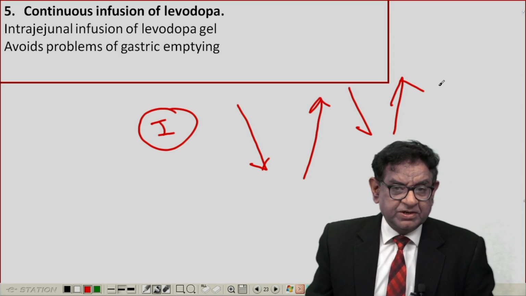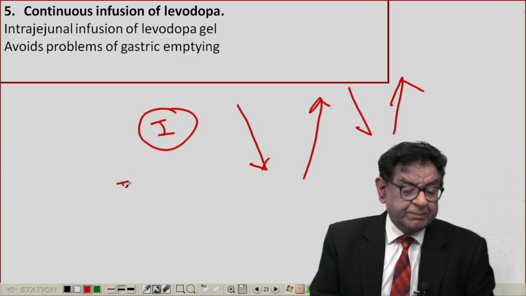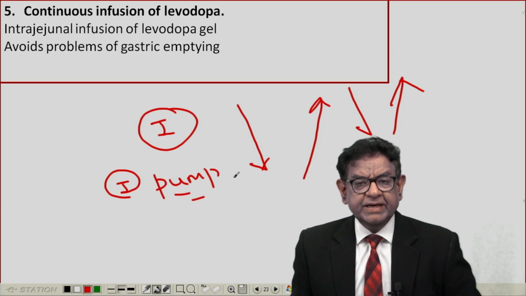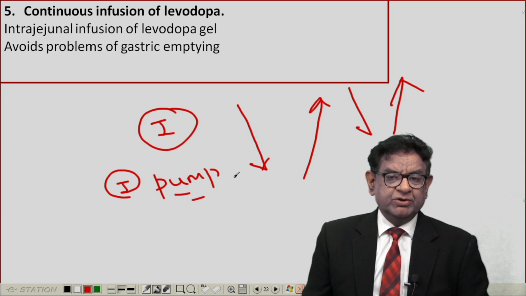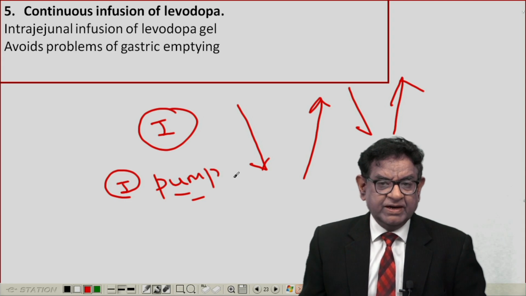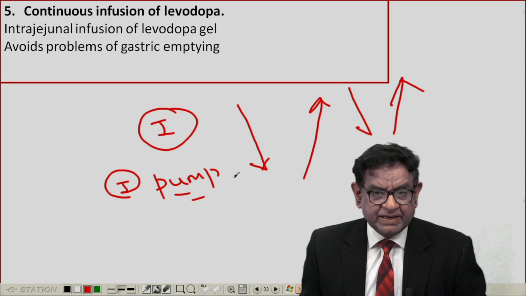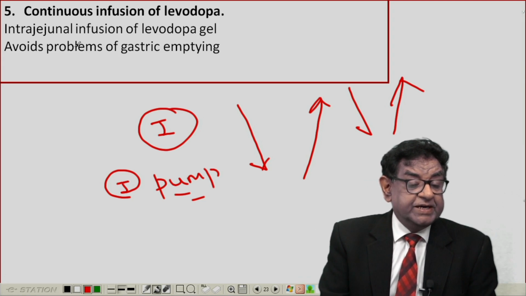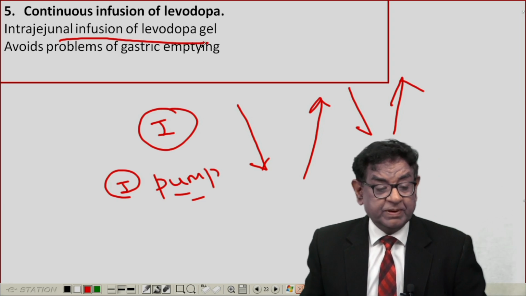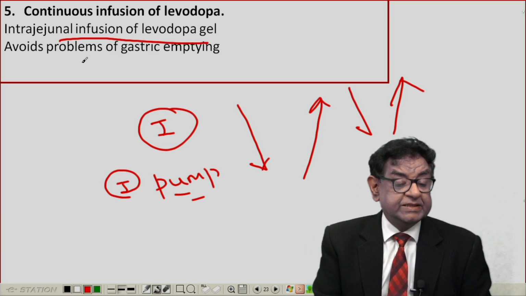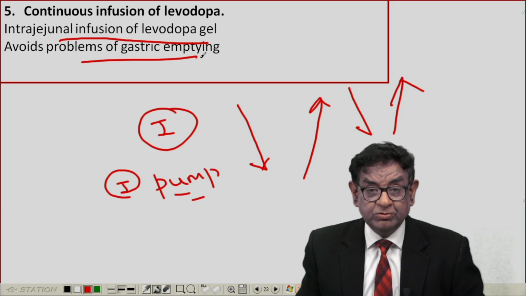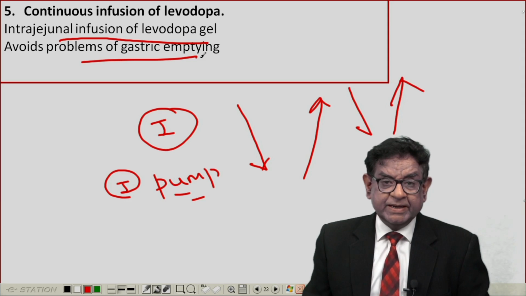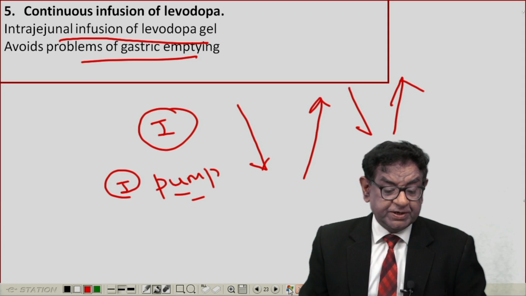Now the latest treatment is the insulin pump, I for insulin pump. The advantage is that it keeps on monitoring the sugar level on a minute-to-minute basis and keeps on injecting insulin so that the blood sugar level is maintained in a normal range. Now the same thing: they have come up with intrajejunal infusion of levodopa gel, and this also avoids the problem of gastric emptying. Why not oral? Because I told you these patients are prone to reduced GI movement, and that's why these patients are prone to constipation.